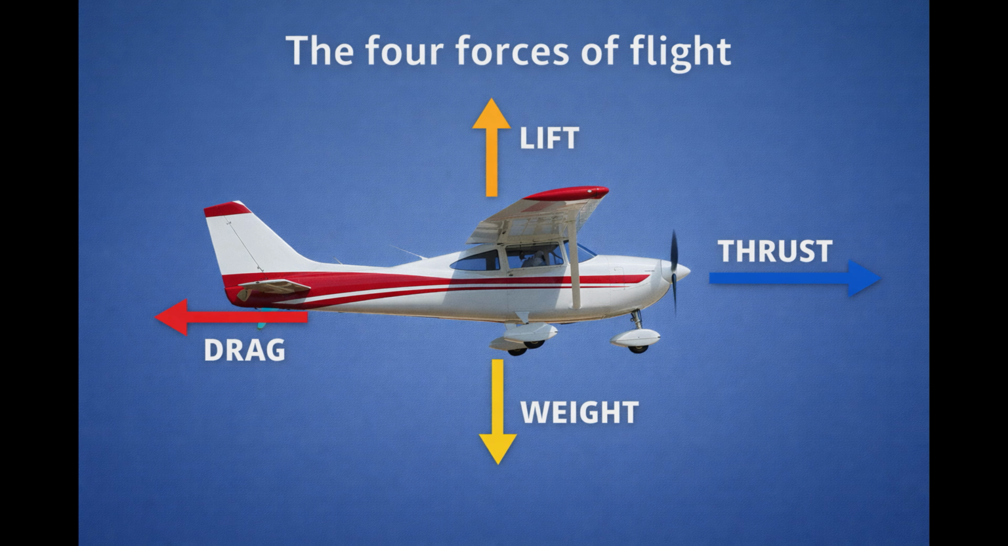Lift pushes the plane upward. Thrust pushes the plane forward. Drag, air resistance. Weight, gravity pulling downward. For flight, lift must be greater than weight and thrust must overcome drag. When these forces are balanced, the airplane flies smoothly.